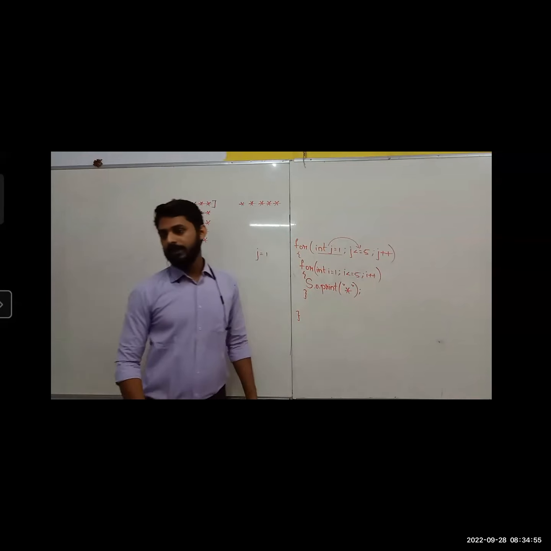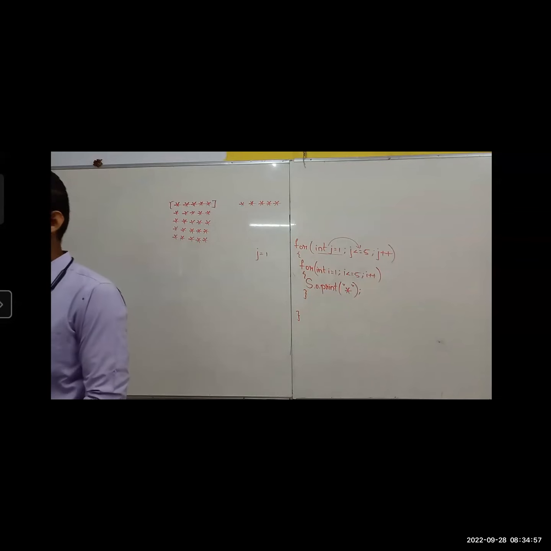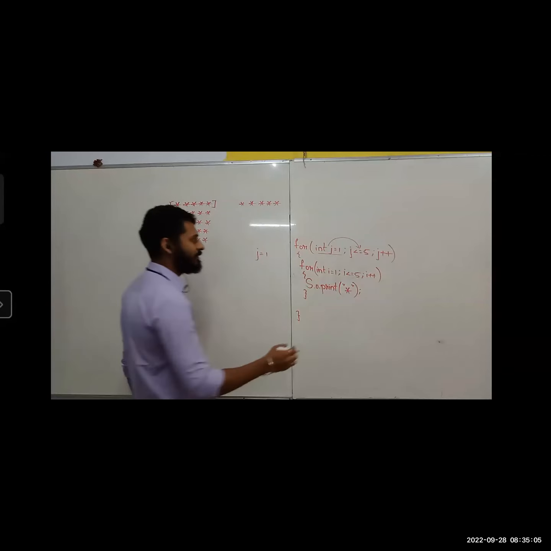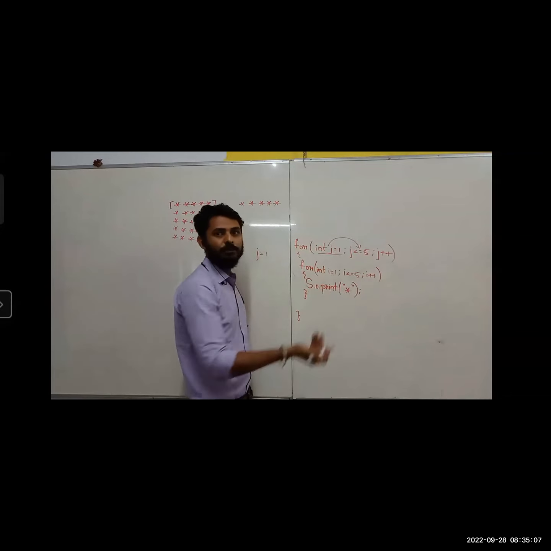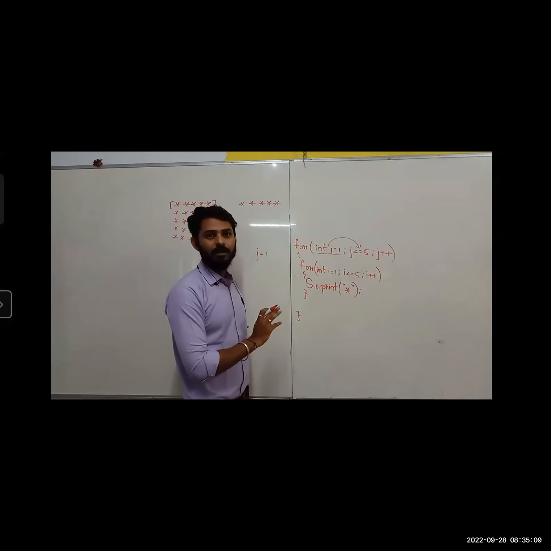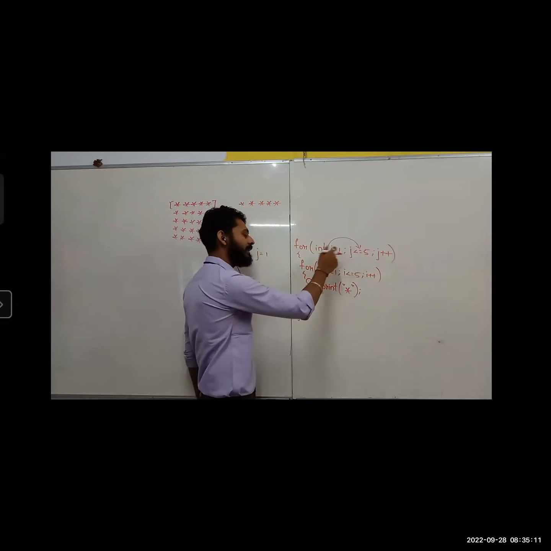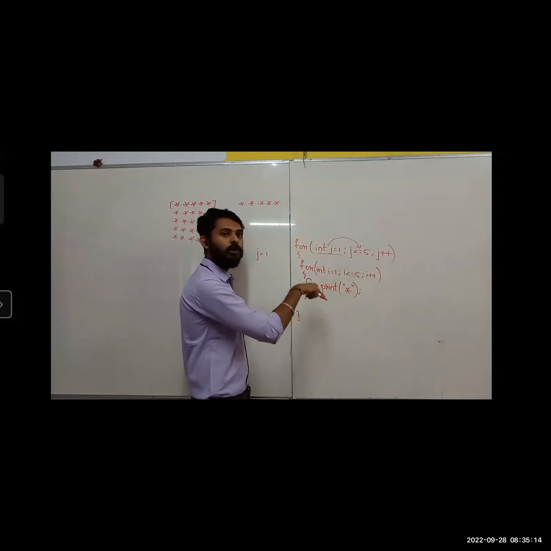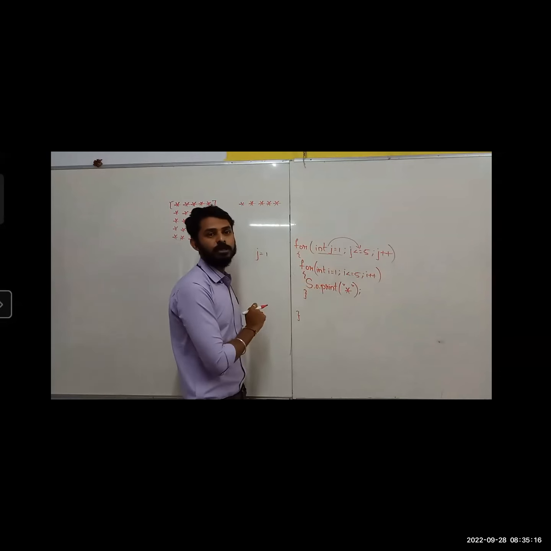What is the value of J? 1. 1, is it less than or equal to 5? True or false? True. As the condition is true, we come inside and execute whatever is there. Okay, but here, inside this, what is there? Another for loop. In that case, where should we go, sir?